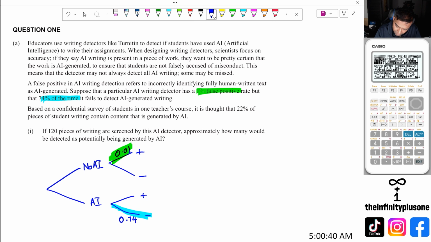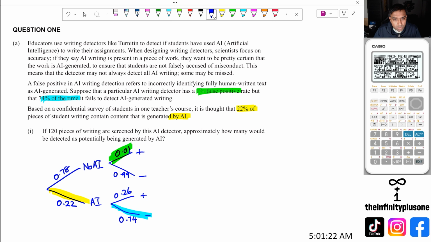And the next bit of information that's quite useful for us is that 22% of pieces contain content generated by AI. So this branch here is going to be 0.22, the students using AI. At this point, we're just going to have to fill in the empty branches. So we've got 0.78 for no AI, 0.99, and we've got 0.26. All those branches actually add up to 1. So once that's done, now we can actually answer question 1.